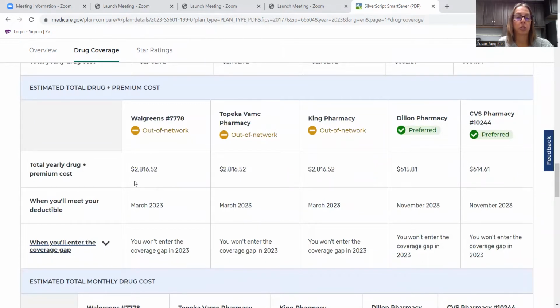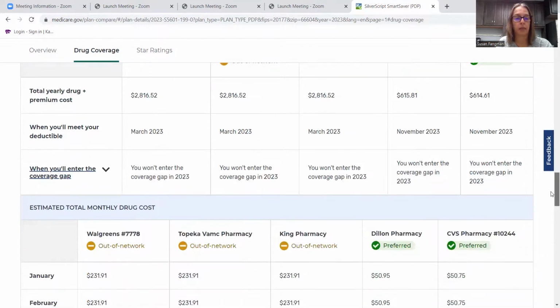This part shows us the cost of prescriptions for the year, plus the premium costs by pharmacy. Again, a huge price difference. This lets us know when you'd meet the deductible. So if you went to a preferred pharmacy here, you would meet the deductible in November. And on the particular prescriptions we entered, the coverage gap or the donut hole, we will not reach.